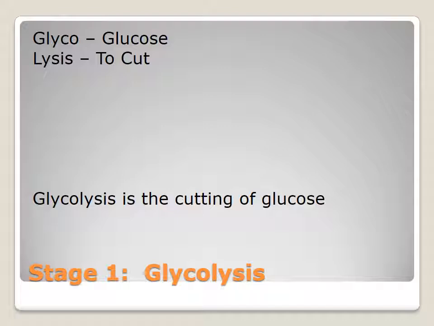So, glycolysis is the cutting of glucose, breaking down glucose, breaking apart. Glyco, think glucose; lysis is to break down. So you're breaking down glucose. Anytime you break a bond, what happens? You release energy. So this whole process is going to be releasing energy from glucose.